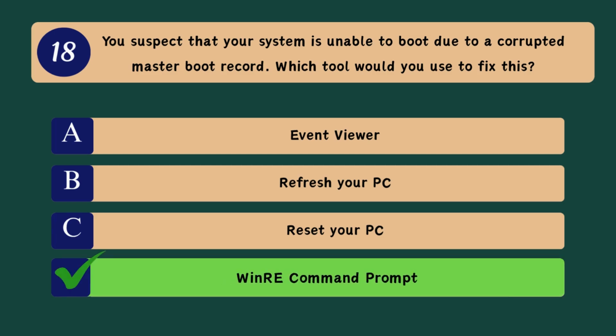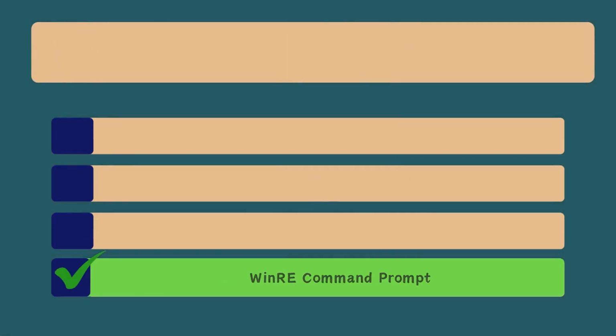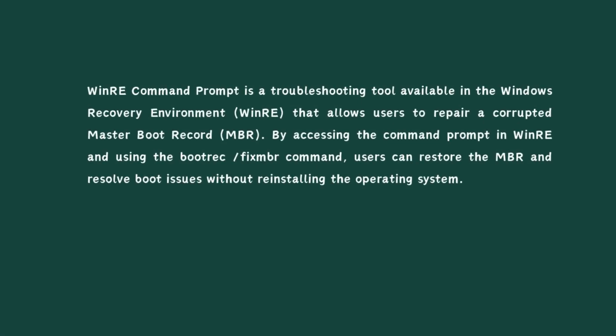Correct answer: D. WinRE command prompt. The WinRE command prompt is a troubleshooting tool available in the Windows Recovery Environment that allows users to repair a corrupted master boot record. By accessing the command prompt in WinRE and using the bootrec /fixmbr command, users can restore the MBR and resolve boot issues without reinstalling the operating system.